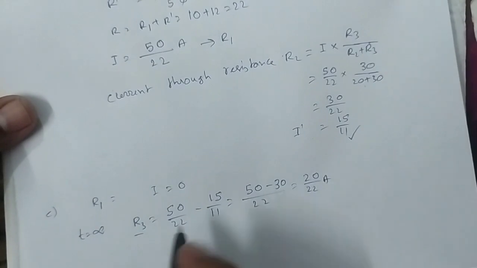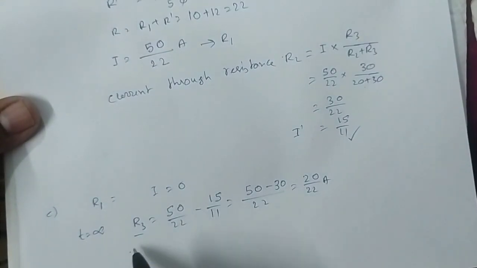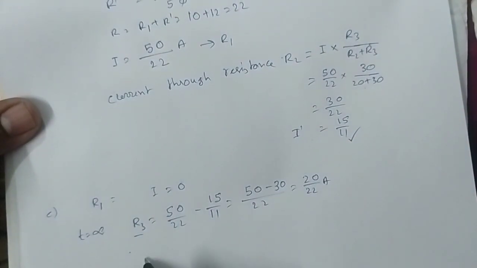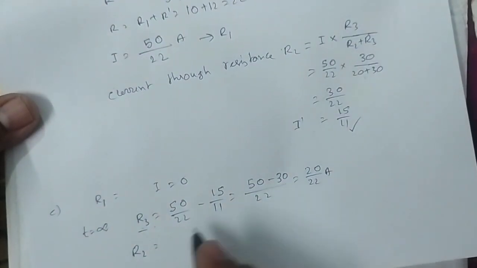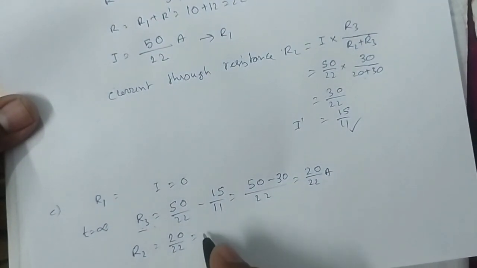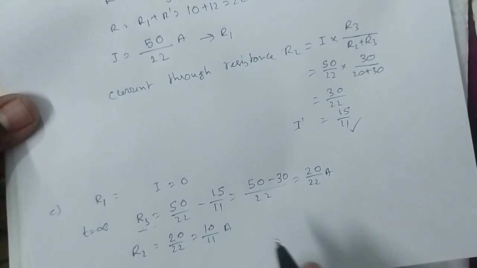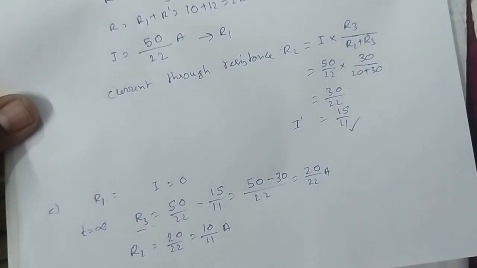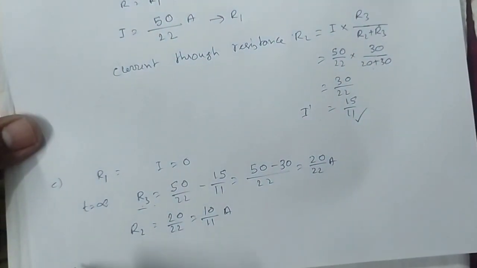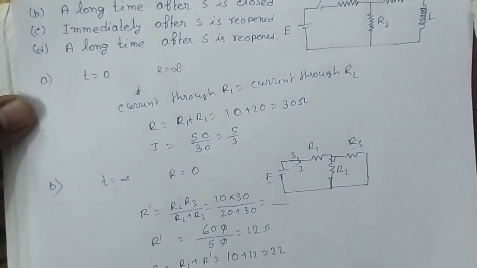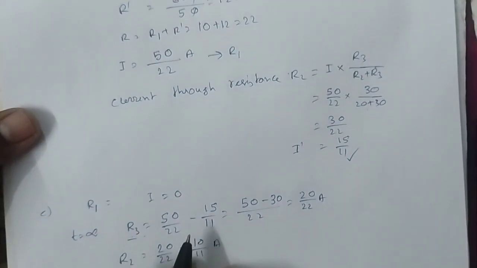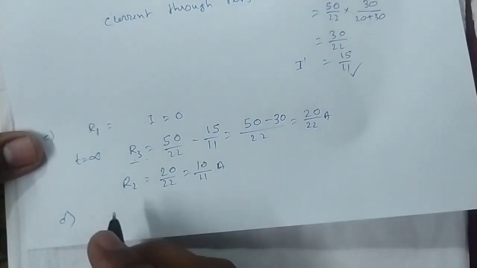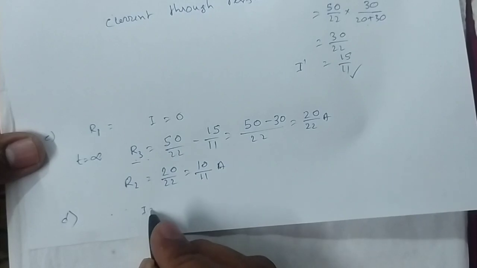Now when we reopen the switch S, the current through resistance R2 is equal to the steady state current of R3, so this is basically 20 by 22, that is 10 by 11 ampere. And in the fourth case, a long time after S is reopened, the total current through all the resistances becomes 0.